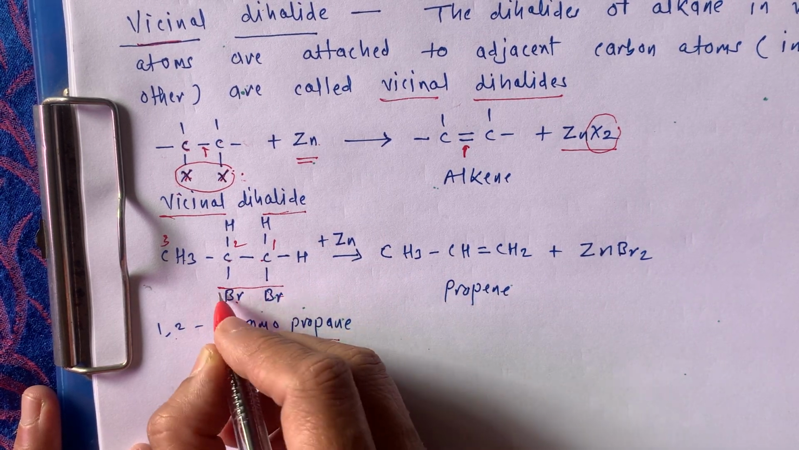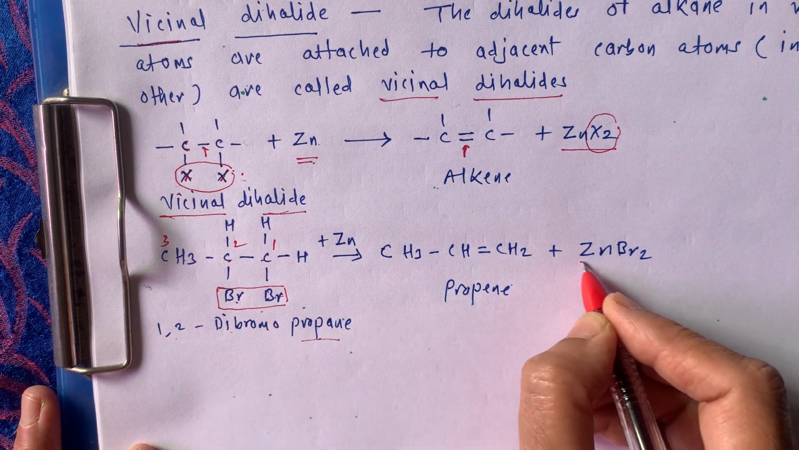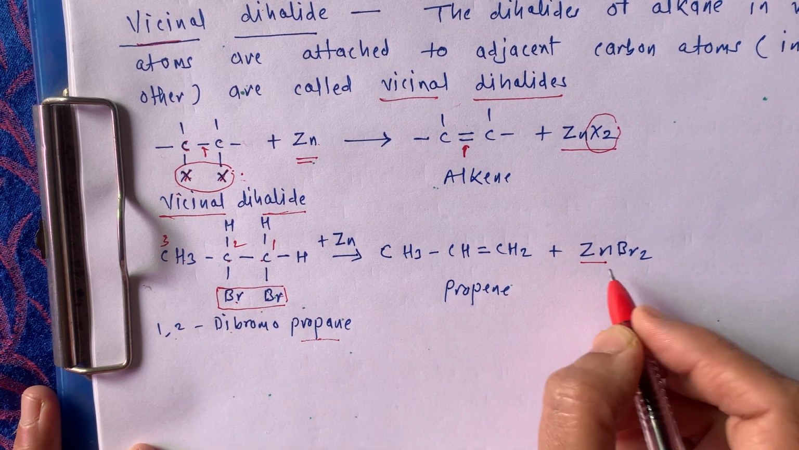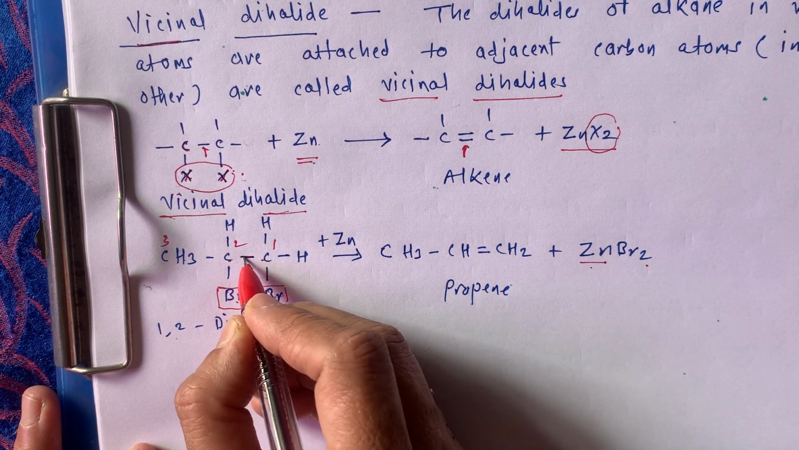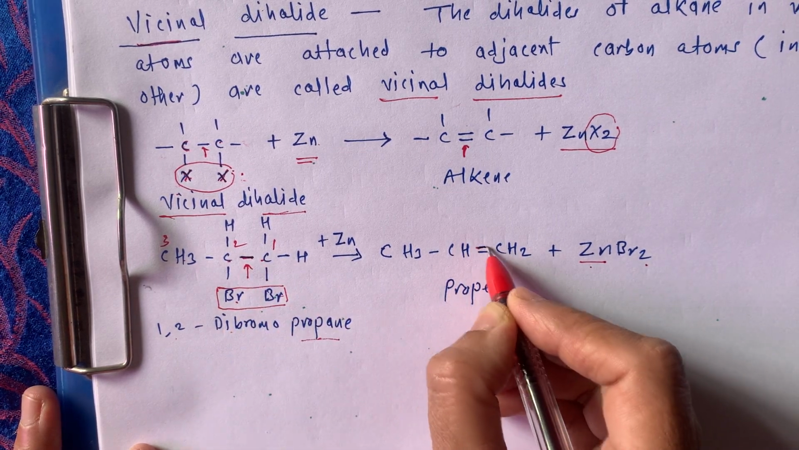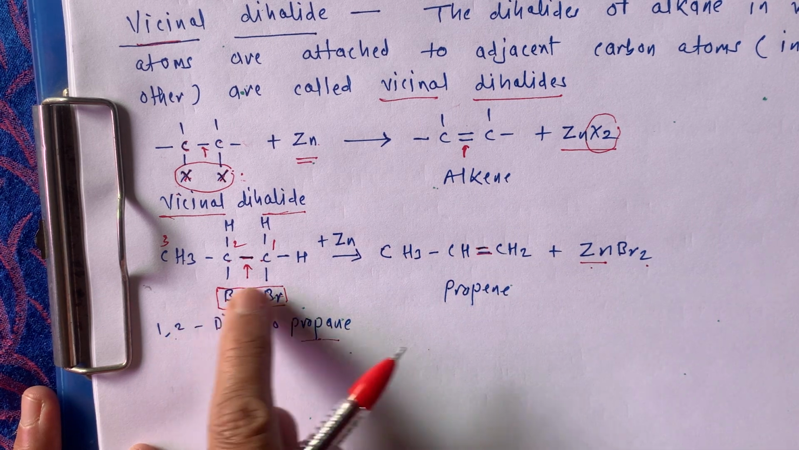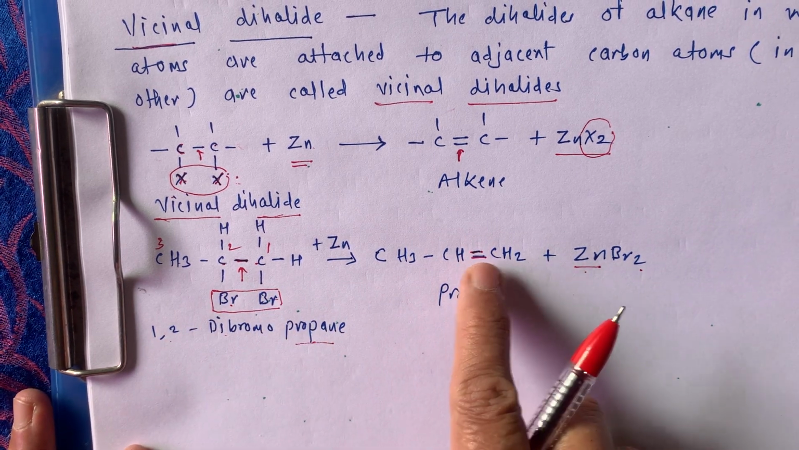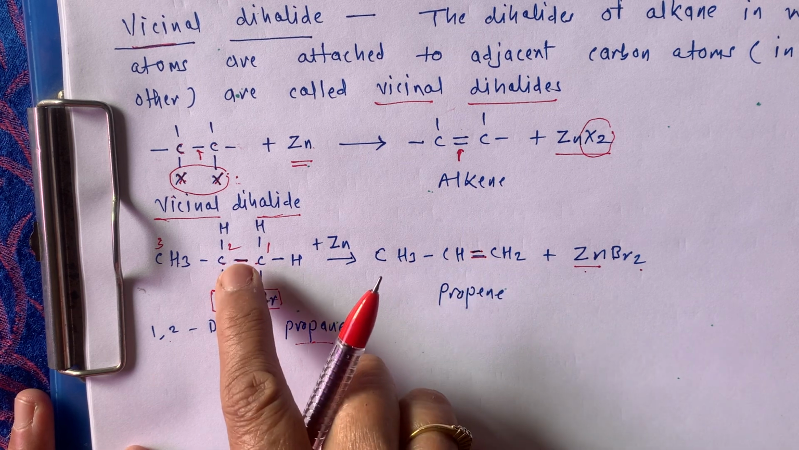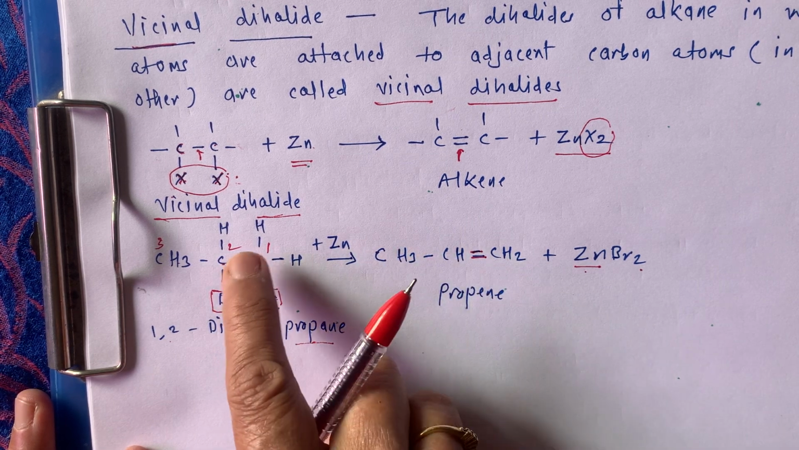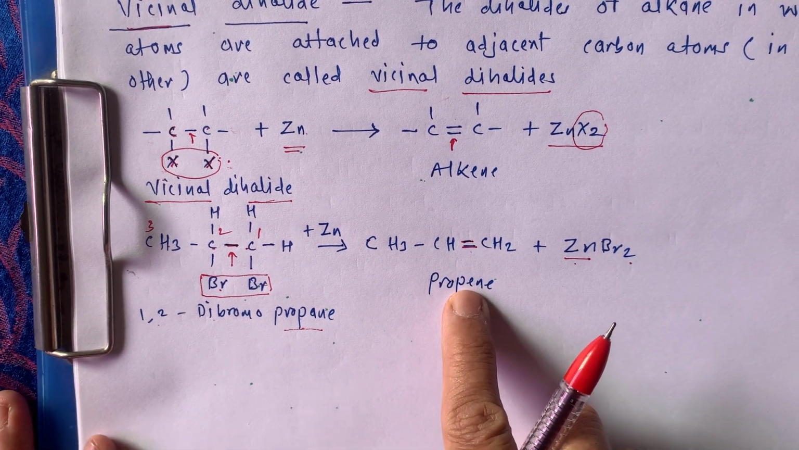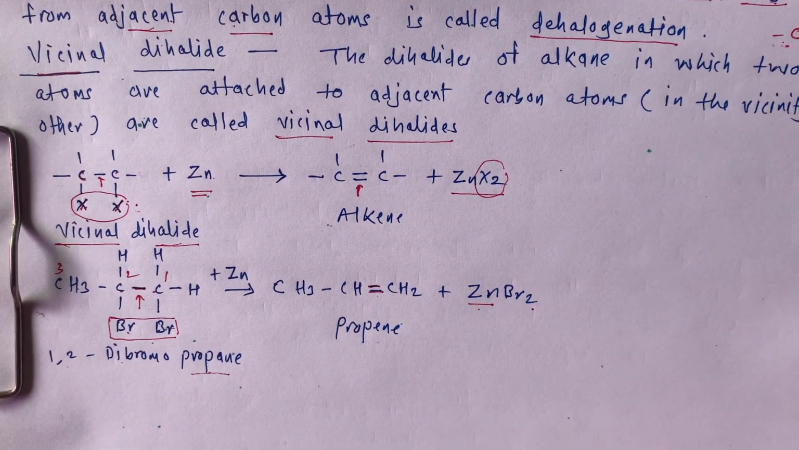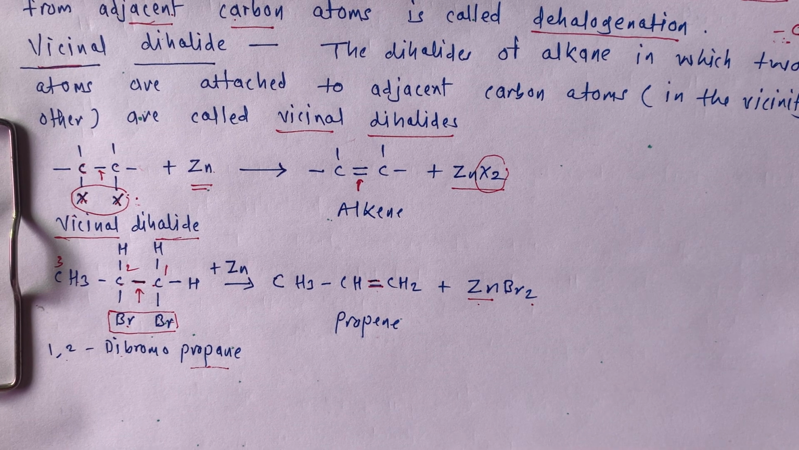When we remove these two Br, they attach to the zinc metal, forming zinc bromide, and then this single bond is converted into a double bond, because we have removed these. To satisfy the valency, there should be formation of a double bond, meaning the single bond is converted into a double bond and we get propene. This is all for the preparation methods of alkene. In the next lecture we are going to see the properties. Thank you.